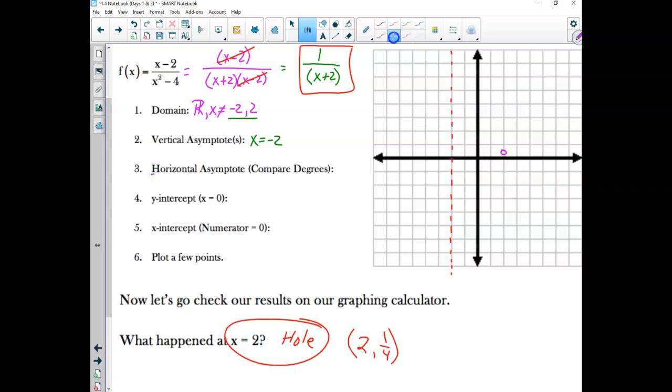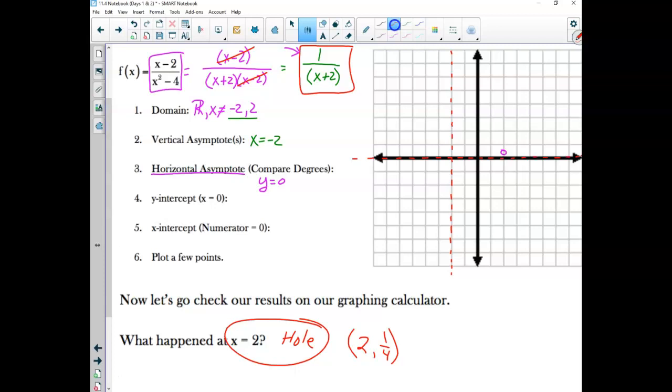Now I'm going to look for my horizontal asymptote. Typically I want to look for it over here. And I can see I'm going to have a degree 0 on the top, a degree 1 on the bottom. So that means the degree on the top is smaller than the bottom. So I'm going to have a horizontal asymptote at y equals 0. So I'm going to graph my horizontal asymptote at y equals 0.